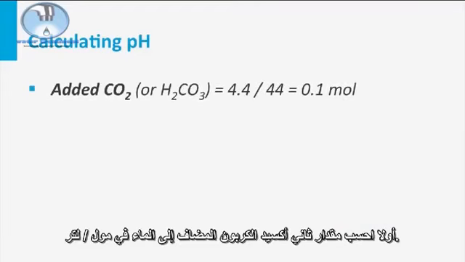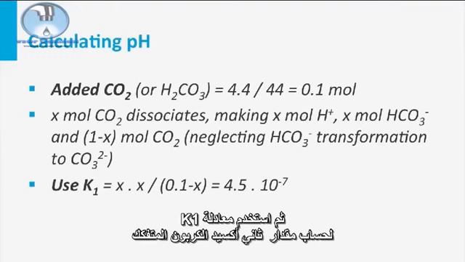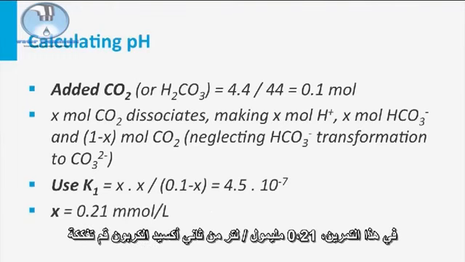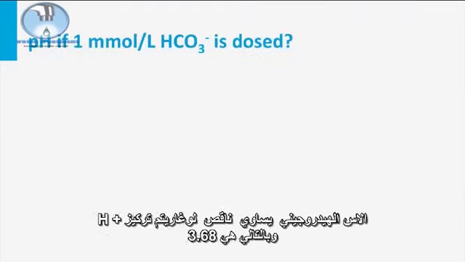First, calculate how much carbon dioxide was added to the water in mole per liter. Then use the equation of K1 to calculate how much carbon dioxide dissociates. In this exercise, 0.21 millimoles per liter carbon dioxide dissociates. The pH equals the minus log of H plus concentration and is therefore 3.68.